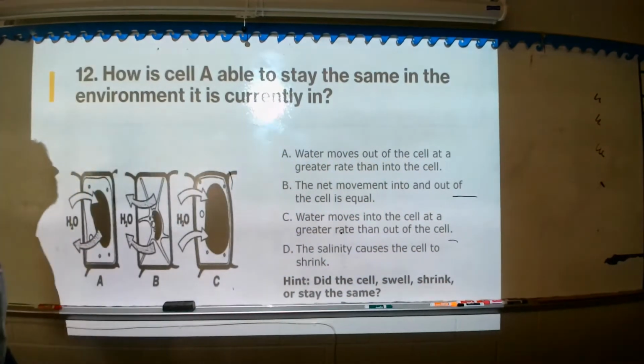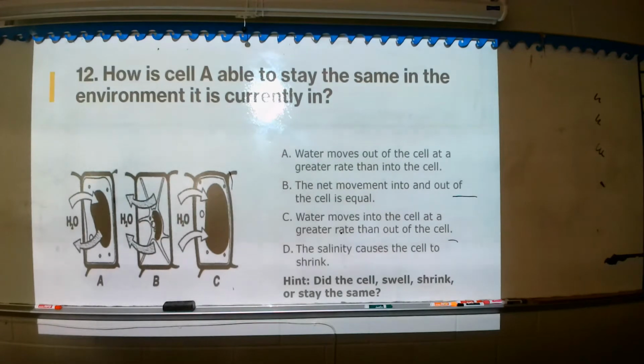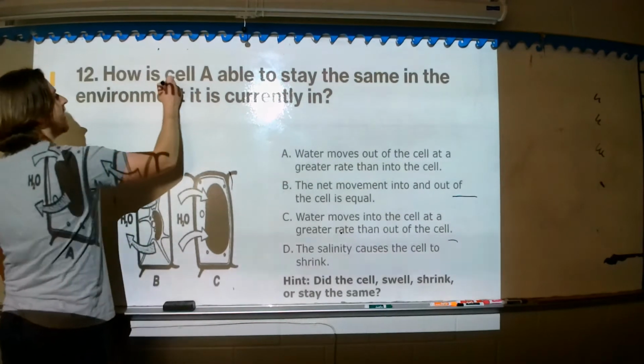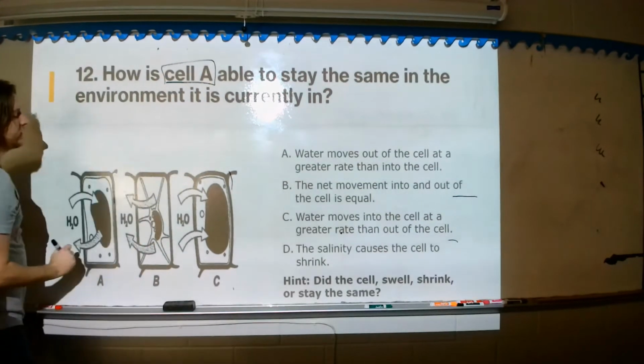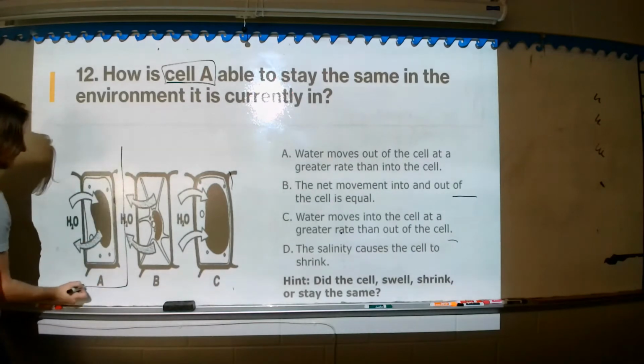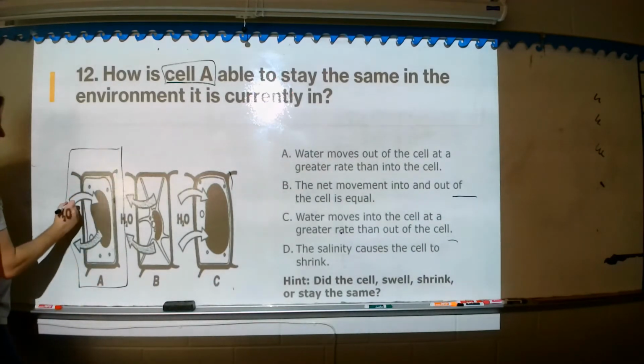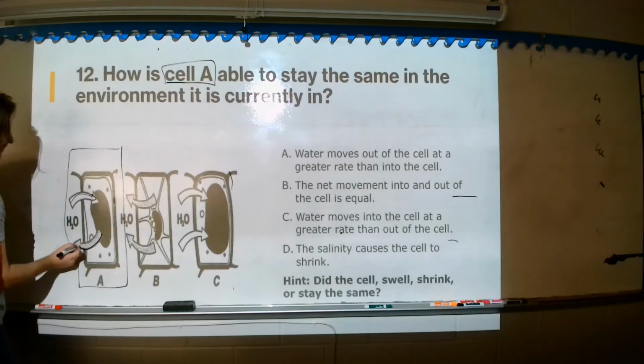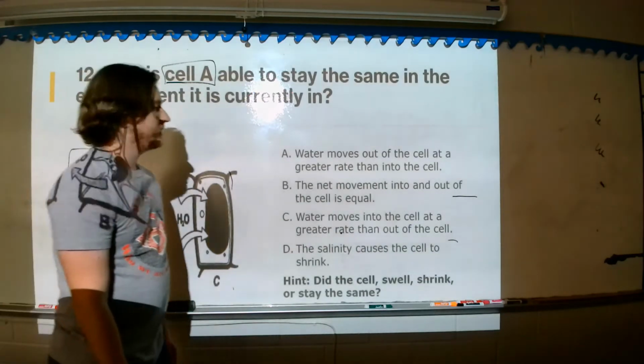How is a cell able to stay the same in the environment it is currently in? So it says, how is cell A able to stay in the environment it's currently in? Let's circle cell A and look at what's happening. There's water going in, there's water going out. Let's go read my answer choices.